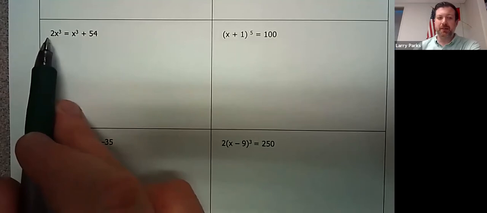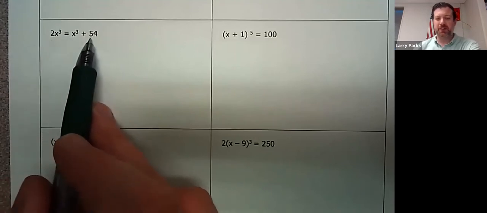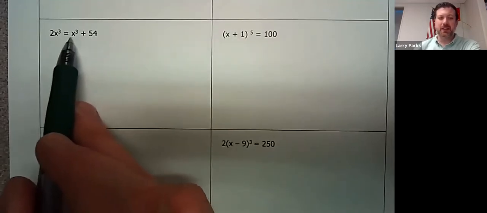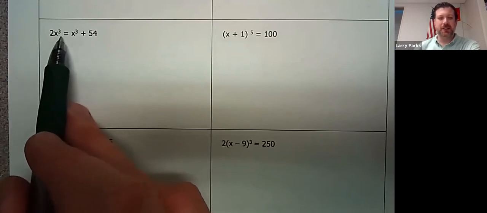So I have 2x cubed equals x cubed plus 54. Notice these are like terms. So what I'm going to do is subtract x cubed from both sides.